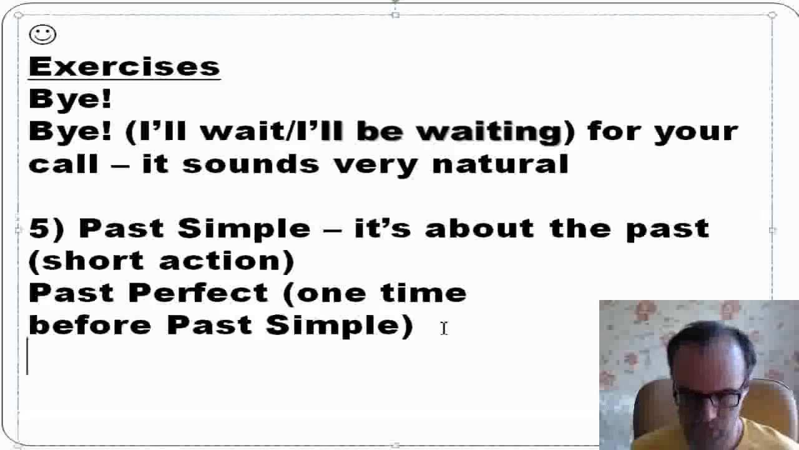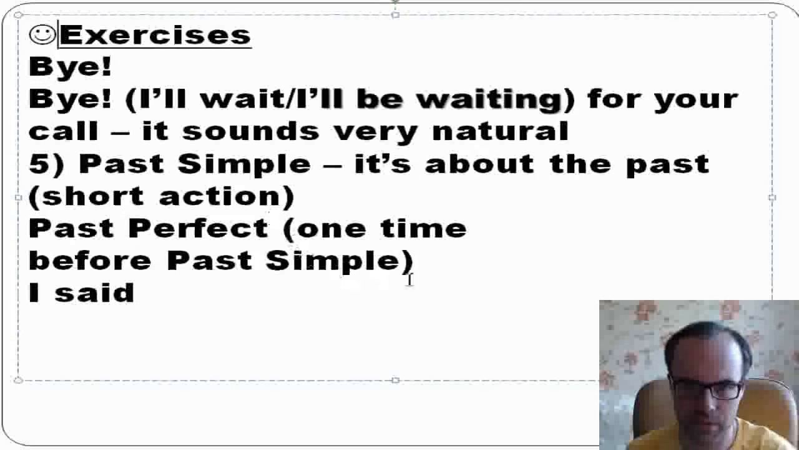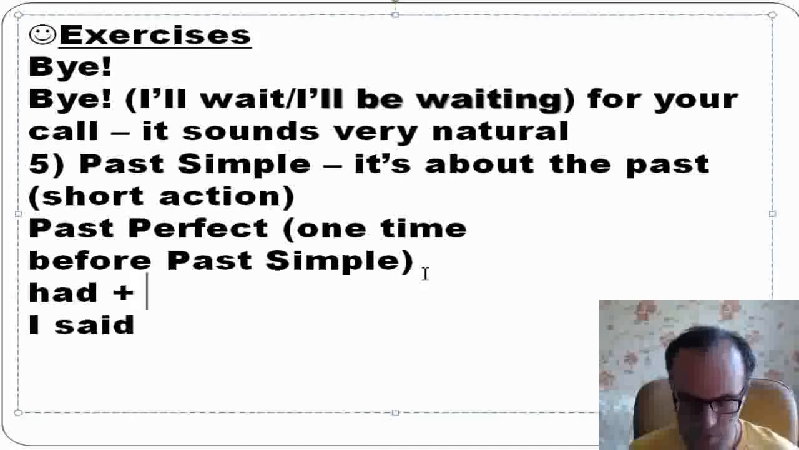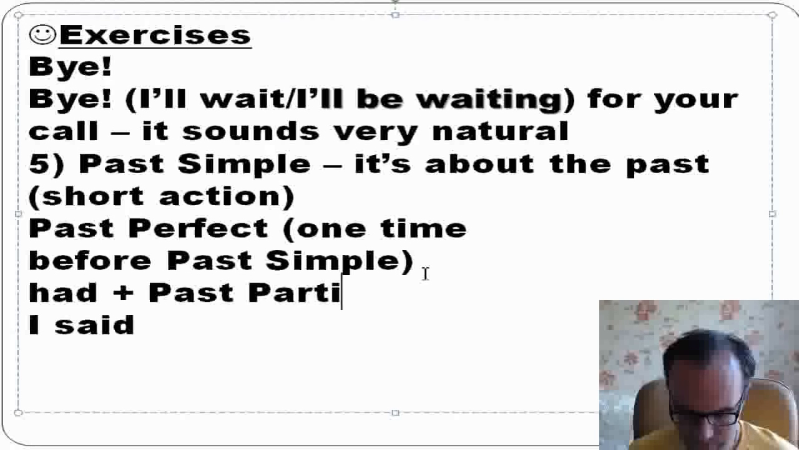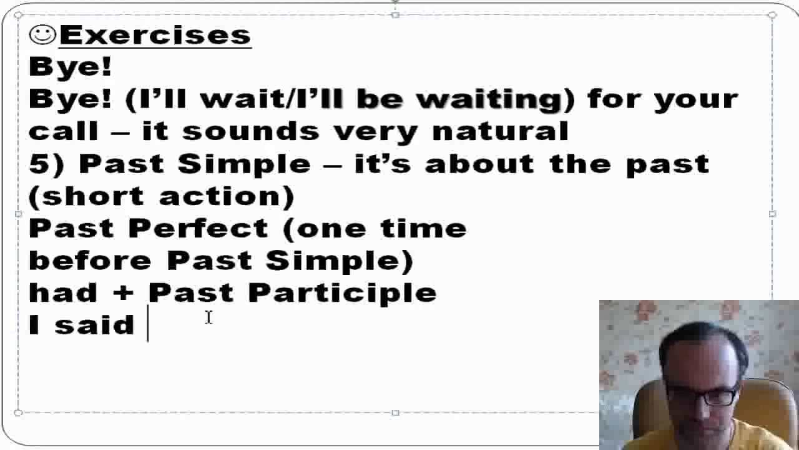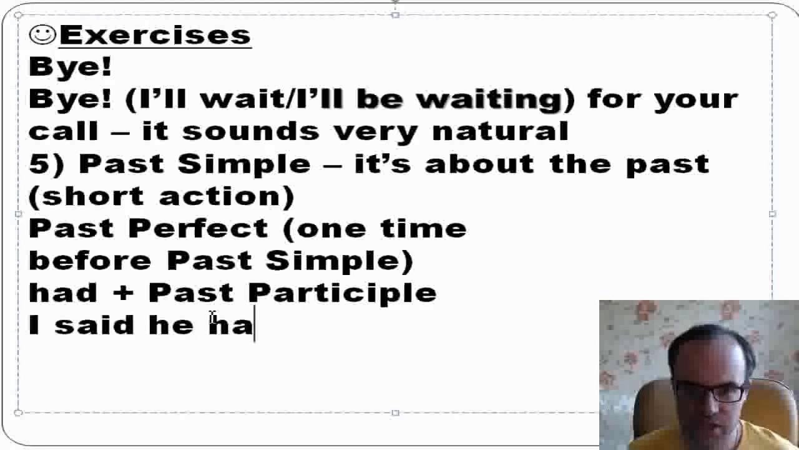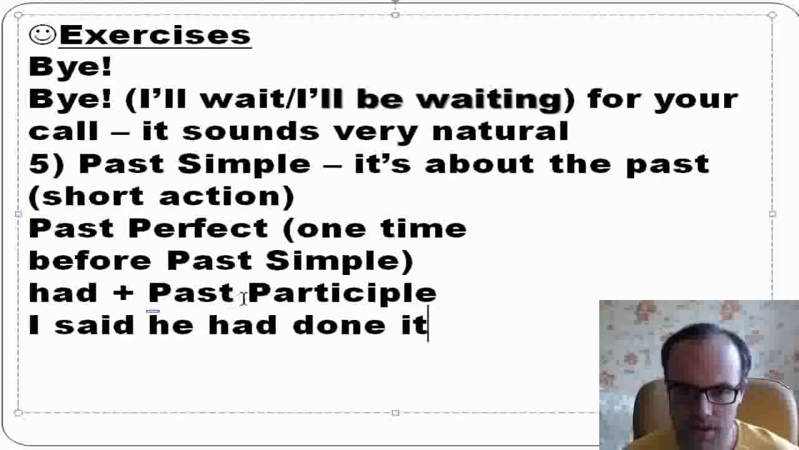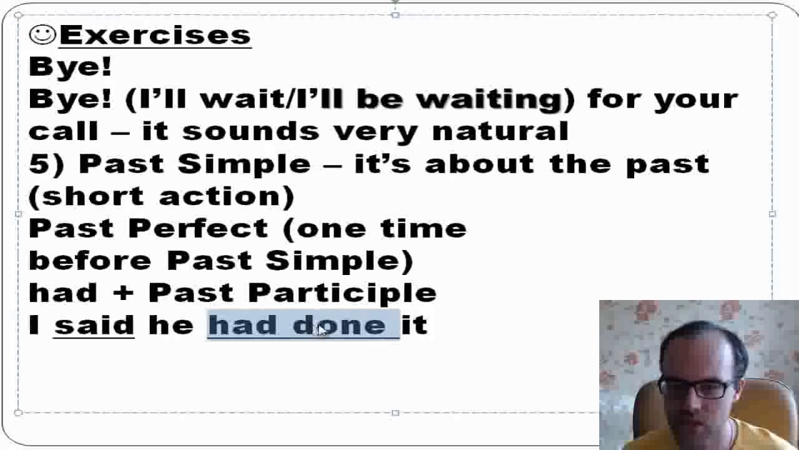Look, for example, I said, so it's past simple. And what is past perfect? It's had plus past participle, or plus the third form. I said he had done it. So look, I said is past simple. You see, say is an irregular verb: say, said, said. He had done it is past perfect. Had and done is past participle. So I said he had done it.